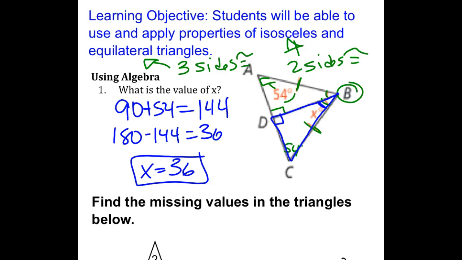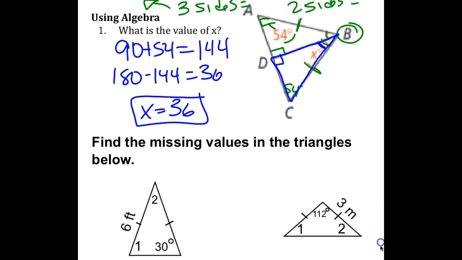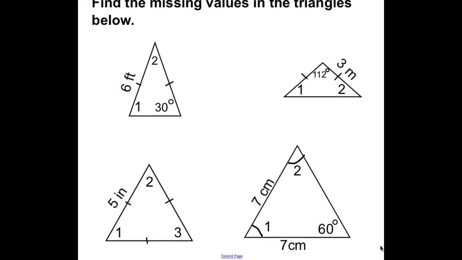So make sure you're looking for those triangles when you have angle measures. Try to set up a 180 relationship when possible. There are 4 triangle problems right now. It just says find the missing values in the triangles below. I'm going to pause and see what you guys can come up with. See if you can come up with all the sides if possible and all the angles if possible.